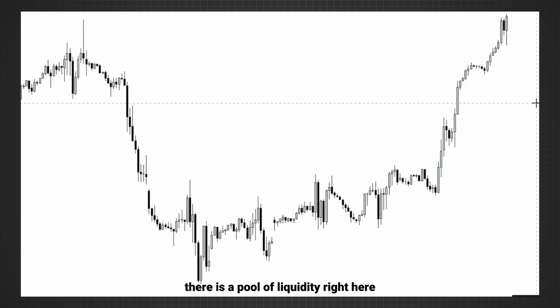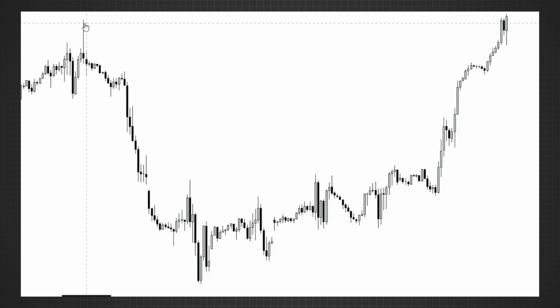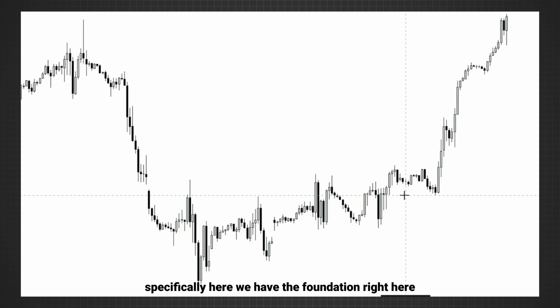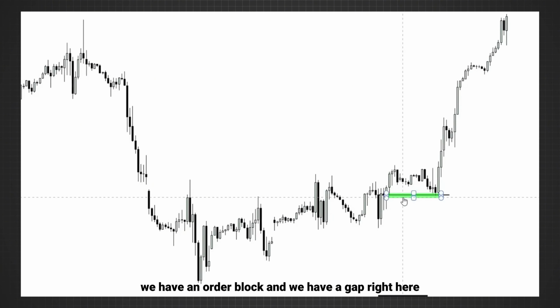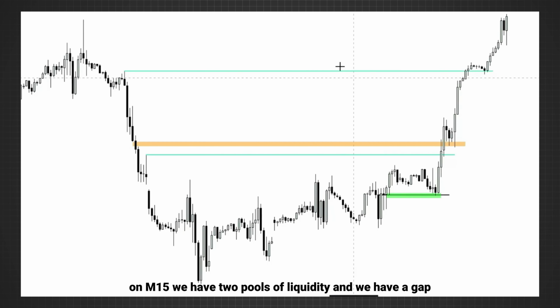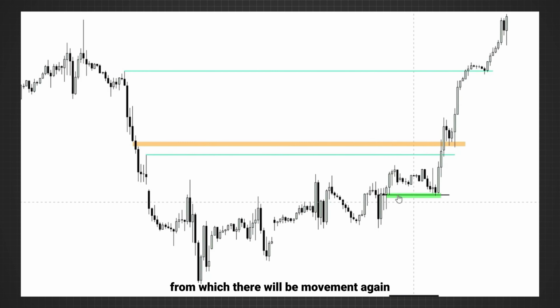There is a pool of liquidity right here. There is a pool of liquidity right here. There is a gap right here and right here. Specifically here, we have the foundation. We have an order block and we have a gap right here on M15. We have two pools of liquidity and we have a gap as we go along. It is interesting not to look for this already departing somewhere, but to find some points from which there will be movement again. Let's go to M15.